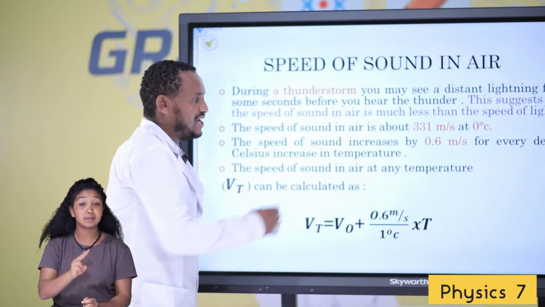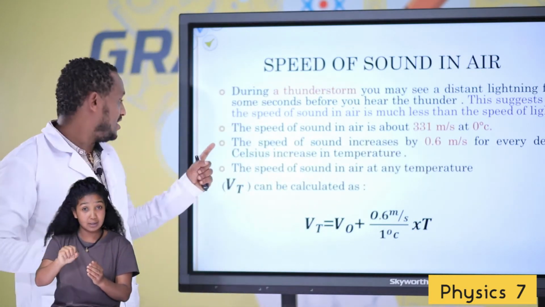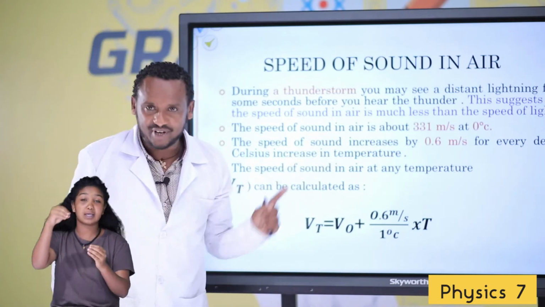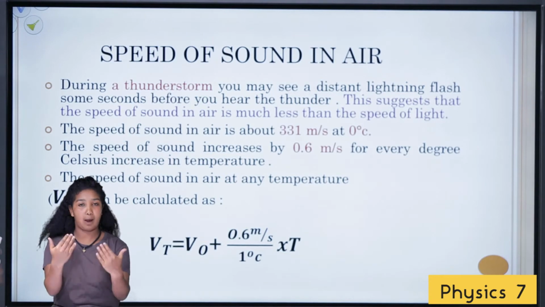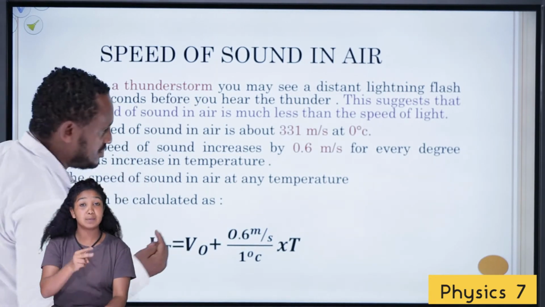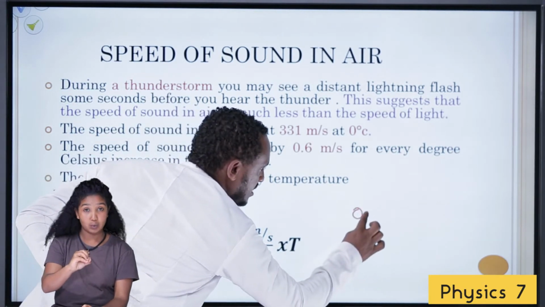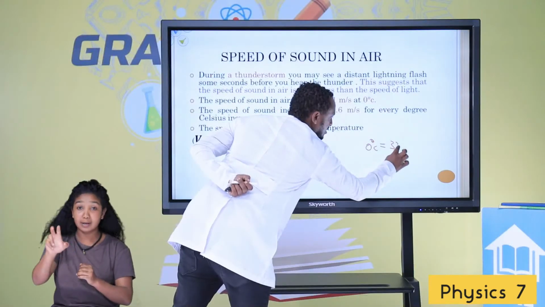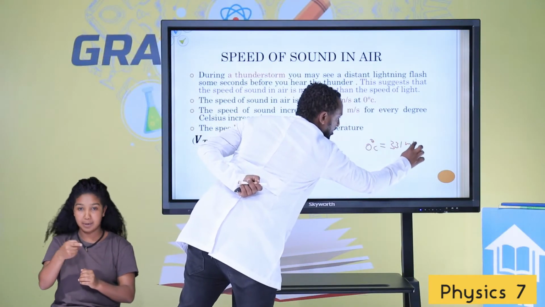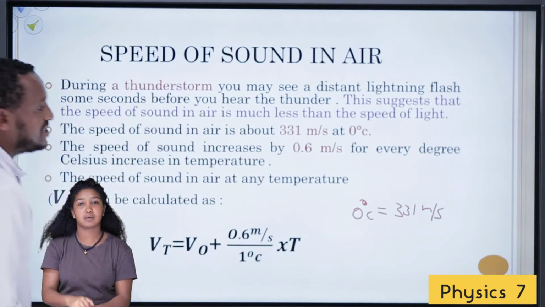The speed of sound increases by 0.6 meters per second for every degree Celsius increase in temperature. Listen, be careful here. The speed of sound at 0 degrees Celsius is equal to 331 meters per second.